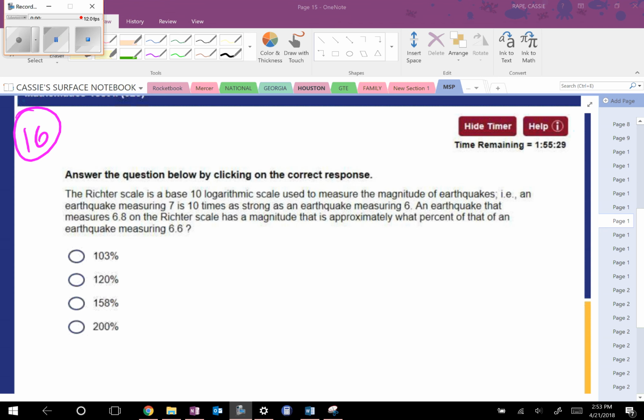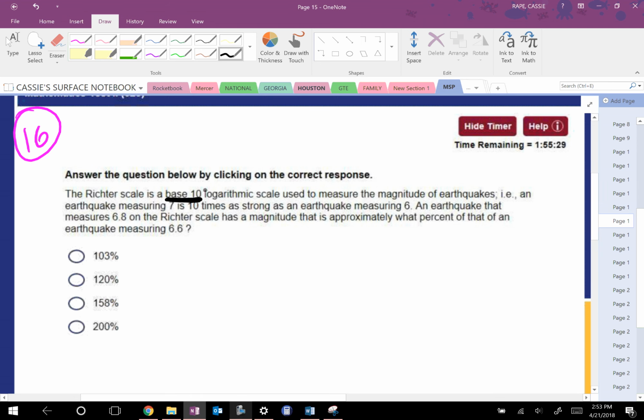This is GACE 023, number 16. Okay, this question is talking about the Richter scale, which is a base 10. Don't worry about the word logarithmic right now. It's a base 10 scale used to measure the magnitude of earthquakes. But then it goes on to explain it, okay?